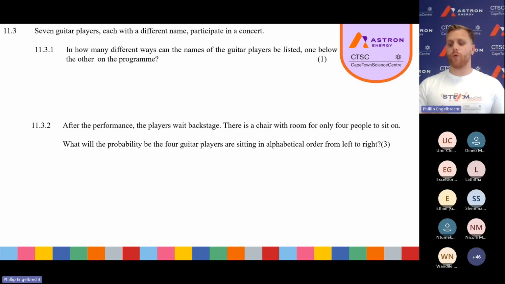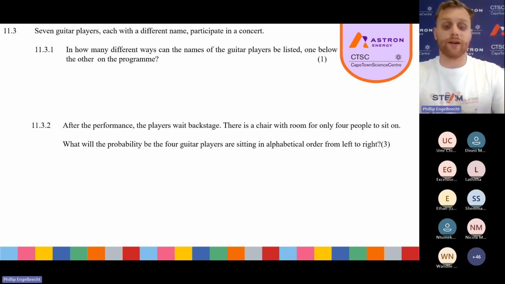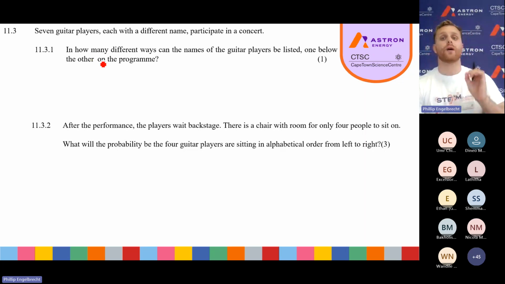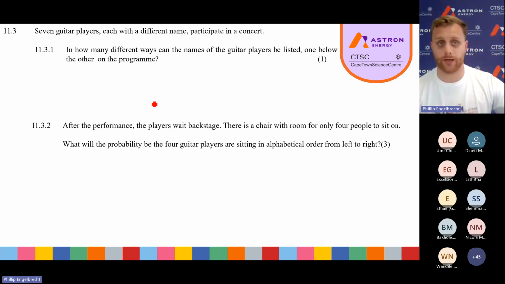Last one, 11.3. So it says 7 guitar players, each with a different name, participate in a concert. So I have 7 guitar players, okay? In 11.3.1, it asks, how many different ways can the names of the guitar players be listed, one below the other on the program? So we have 7. So 1, 2, 3, 4, 5, 6, 7.